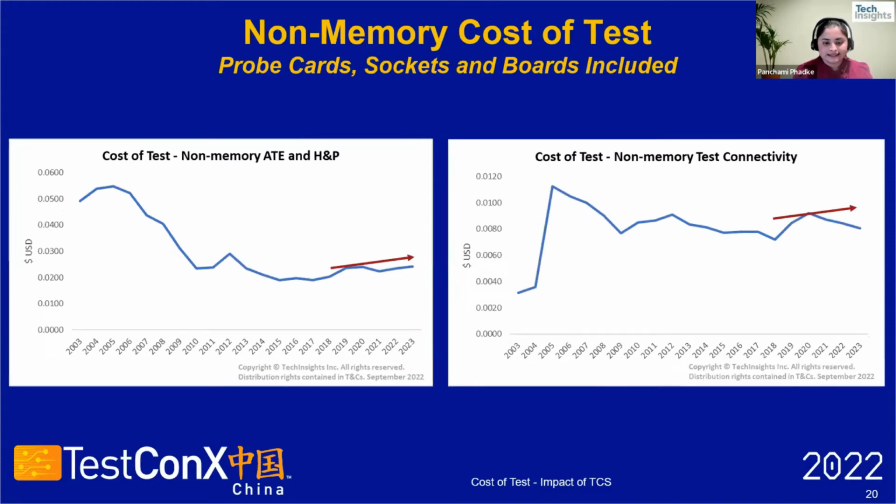Similarly, this is the analysis for non-memory. The left side plot shows the cost of test for non-memory in the ATE and handler prober market, and the chart on the right is for the cost of test connectivity devices.